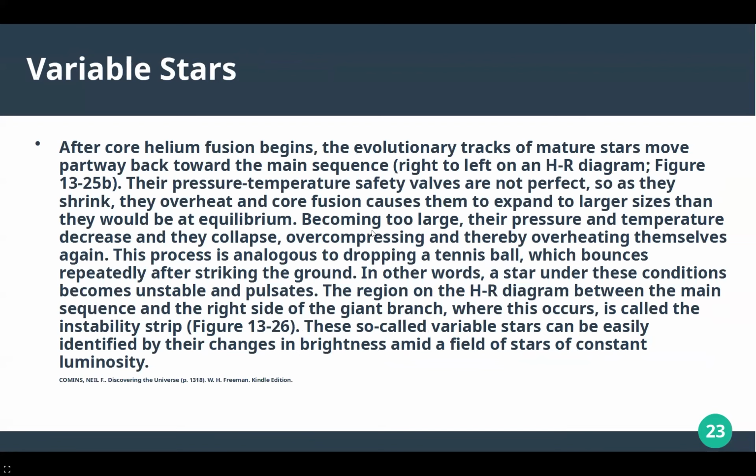This process is analogous to dropping a tennis ball, which bounces repeatedly after striking the ground. In other words, a star under these conditions becomes unstable and pulsates. The region on the HR diagram between the main sequence and the right side of the giant branch where this occurs is called the instability strip. These so-called variable stars can be easily identified by their changes in brightness amid a field of stars of constant luminosity.